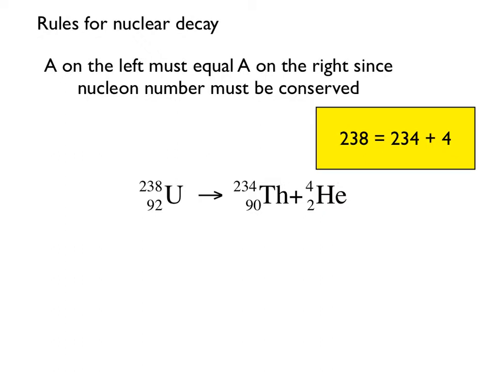Now let's look at the mass number A. A on the left-hand side of the equation must equal A on the right-hand side of the equation. Well, the mass number for uranium-238 is 238. That's why it's called uranium-238. And the mass number for thorium is 234, and the mass number for helium is 4. So 238 on the left equals 234 plus 4 on the right. I could give you a problem where perhaps one of those numbers was blanked out, and you should be able to look at the rest of the numbers and fill it in.